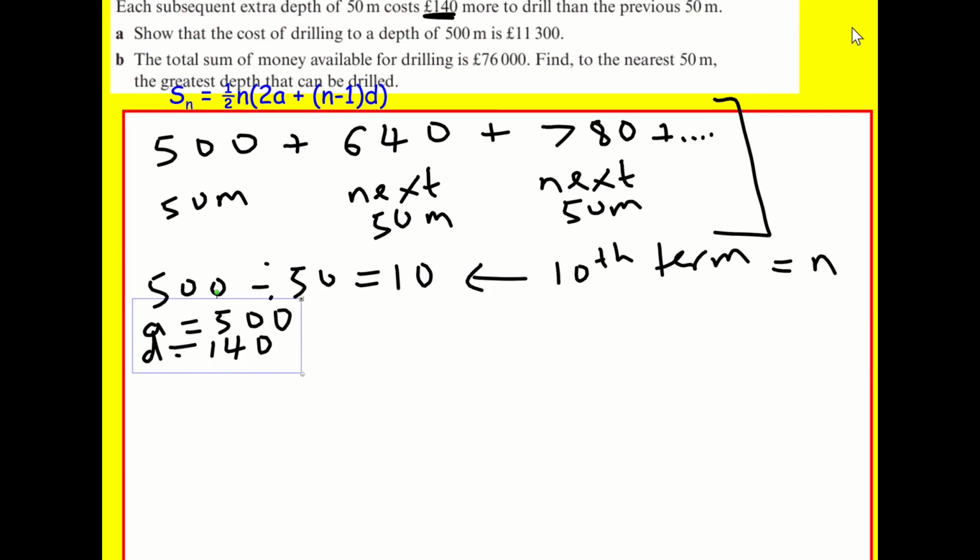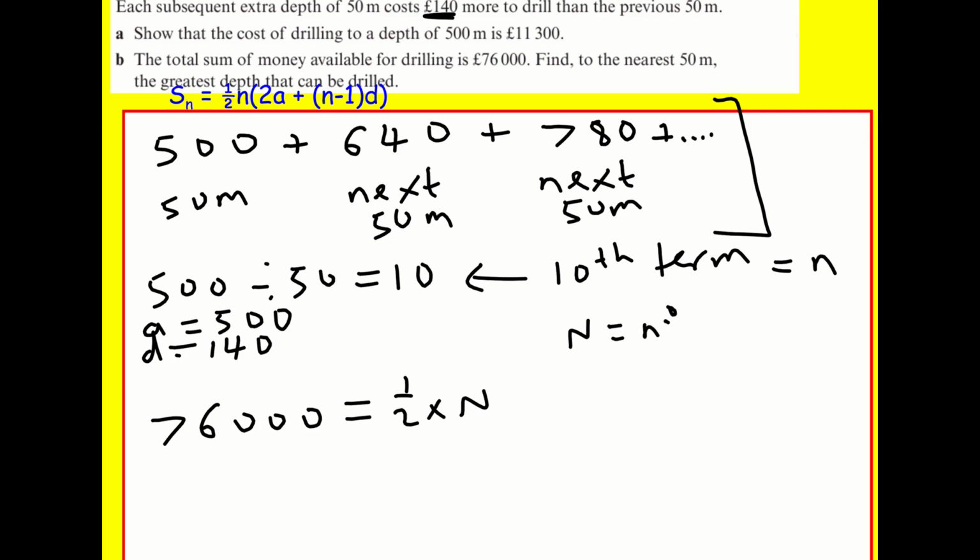Okay, I'll keep that. Right, so now I know that I've got 76,000, and that's going to equal a half times n. That's like the number of 50 meters essentially, because the first 50 meters was when n is 1, the second 50 meters was when n is 2. So n equals number of 50 meters. Just going to remind myself of that.